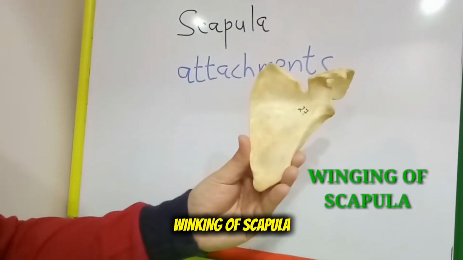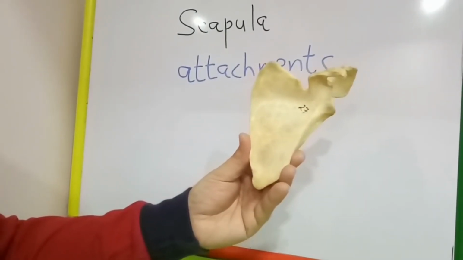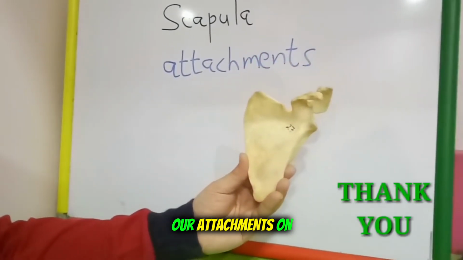This is known as winging of scapula. So that completes our attachments on scapula.